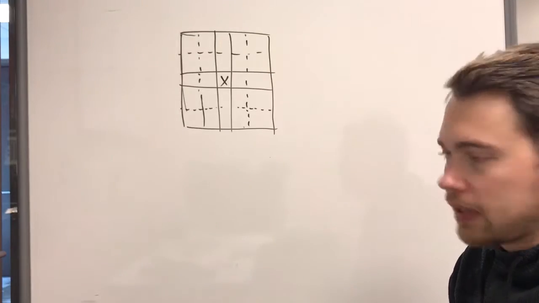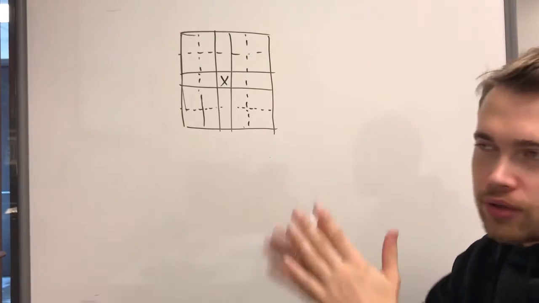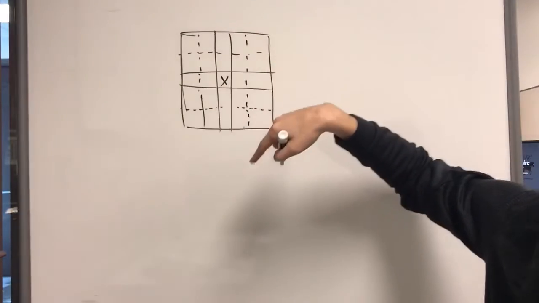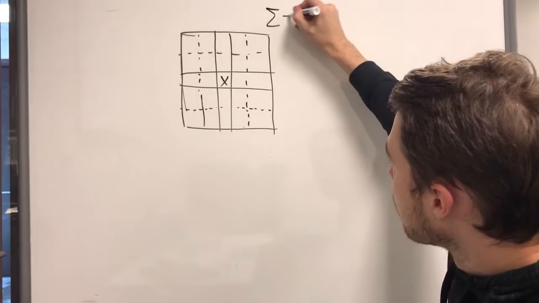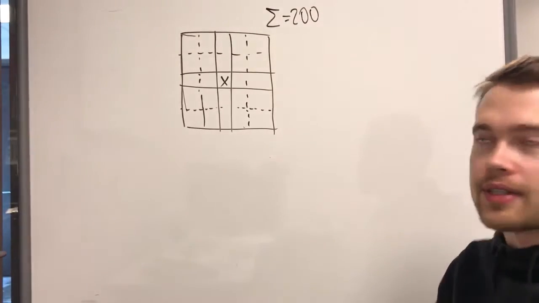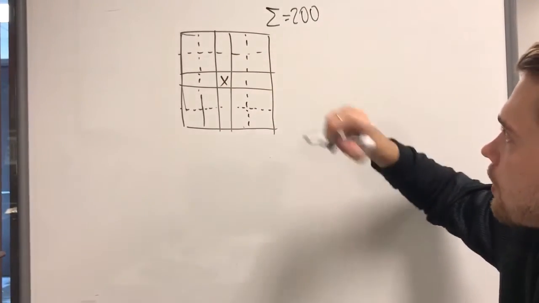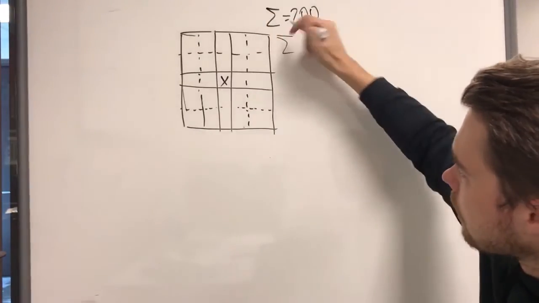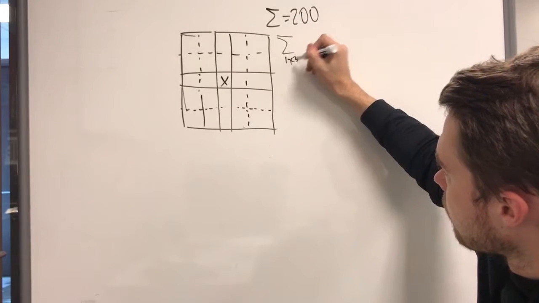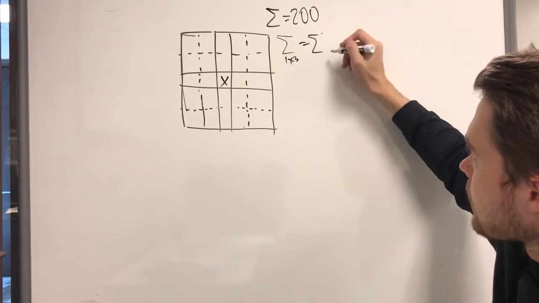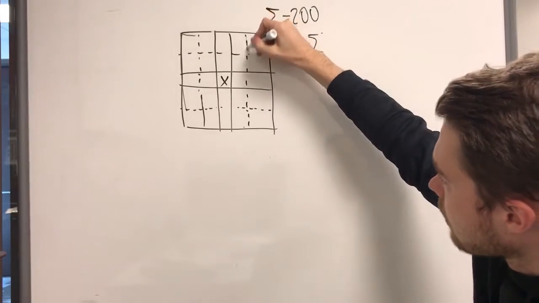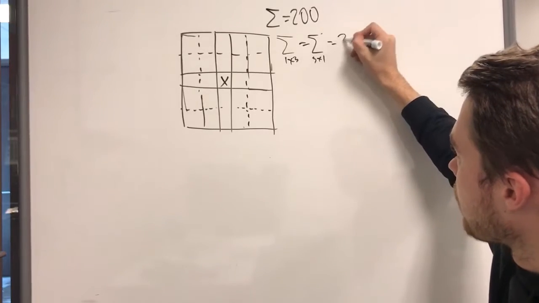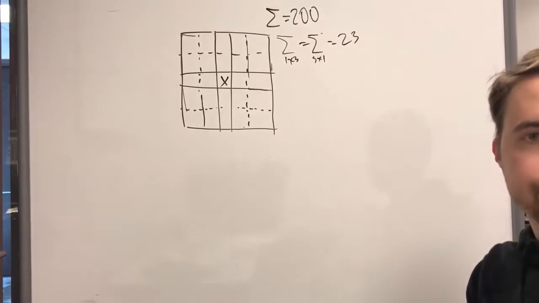It's like invisible ink, so you can't really see them. But you know that the sum of all the natural numbers is 200, and you also know that the sum of any 1 by 3 rectangle is equal to the sum of any vertical 3 by 1 rectangle, and it's equal to 23.